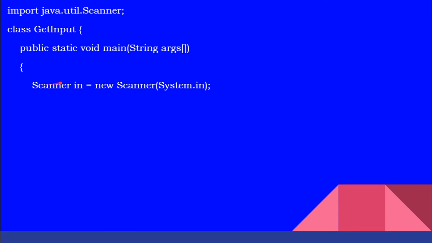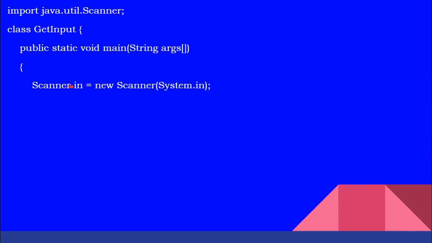Now we are creating an object called in to accept the input. This in is a user-defined variable. We can make it X or Y or Z as we wish. Scanner is the class and in is the object name. So any name that comes after the class name is the object name. This object is created in order to get the input.